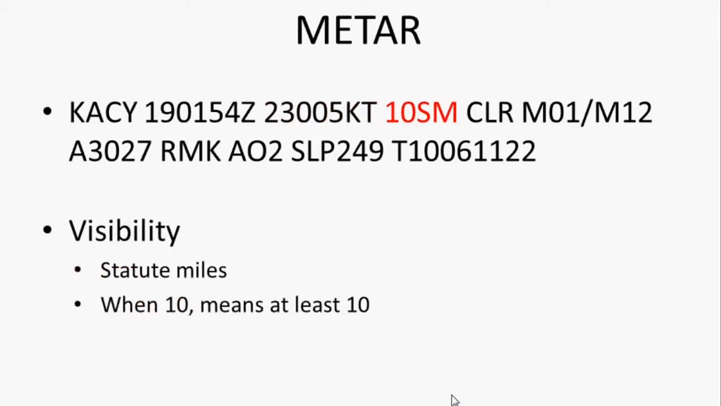Next block is visibility. It's given in statute miles. So for this example, we have 10 statute miles of visibility. And the caveat here is when there's 10 listed, it means there's at least 10. It could be 10, 11, 20, 30, or more, but the METARs cap off at 10 statute miles. Anything below 10 statute miles is listed for what it is.